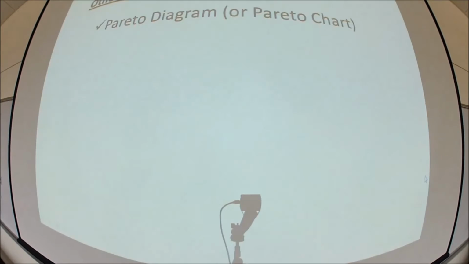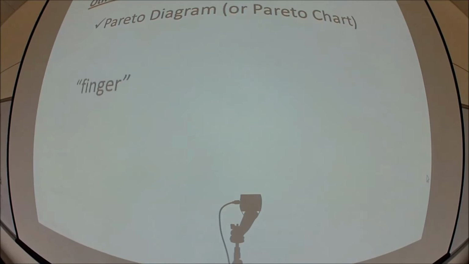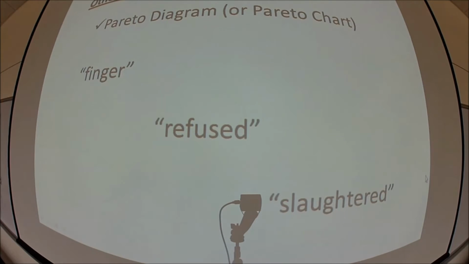So that's a Pareto diagram. I'm going to show you 3 words here: fingered, refused, slaughtered. I know we haven't talked about this too much, but what I want you to do is tell me what the average length of those 3 words is. What would the average number of letters per word of those 3 words be?